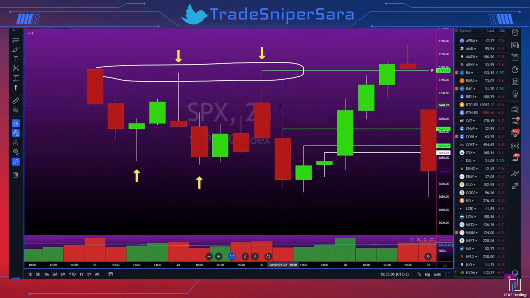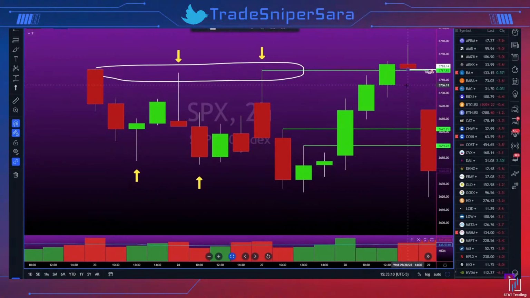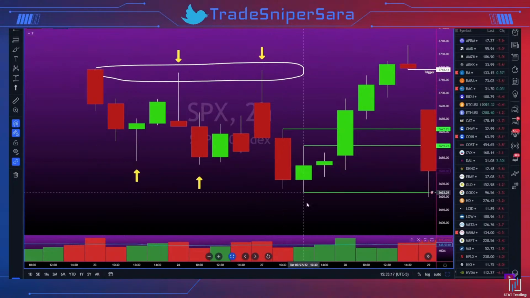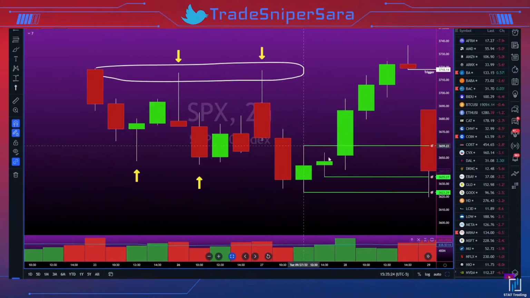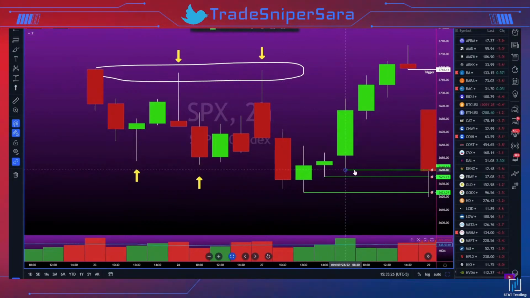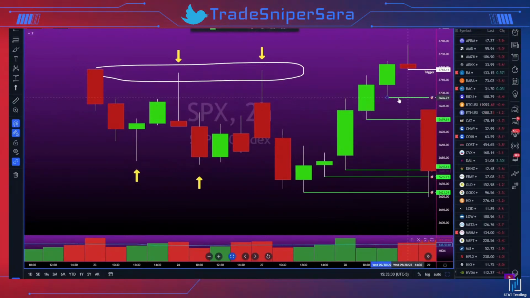No. What did it do? This would have been hard to play because of the gap, but a red 2 up in conflict, what's it coming for? It's coming for this pivot low again. You had all these targets. So when we talk about exhaustion and taking profit at your targets, this is why.